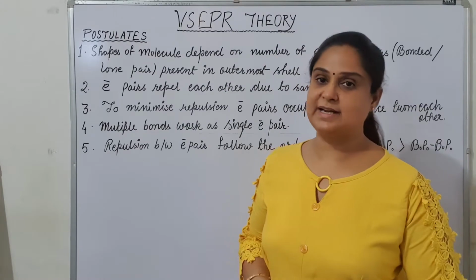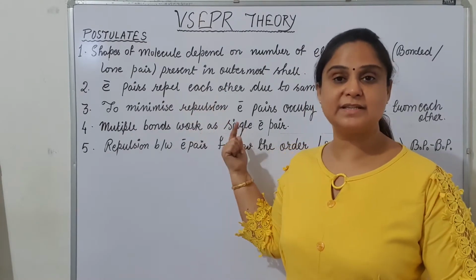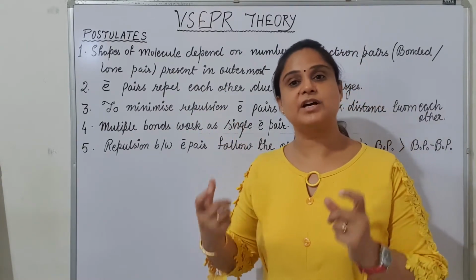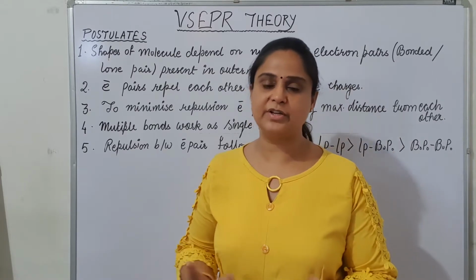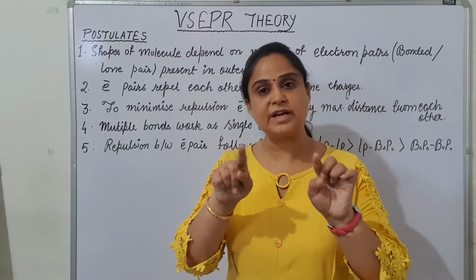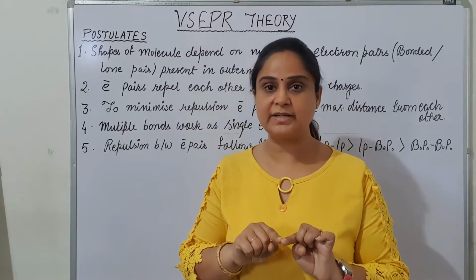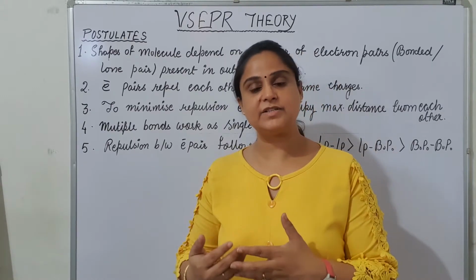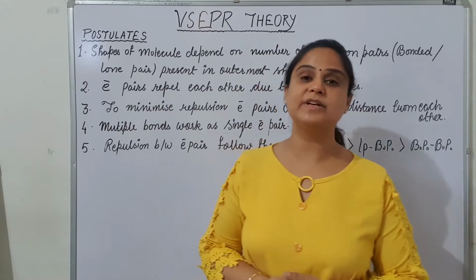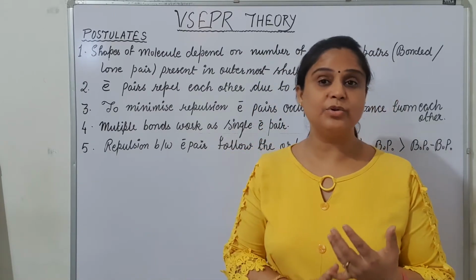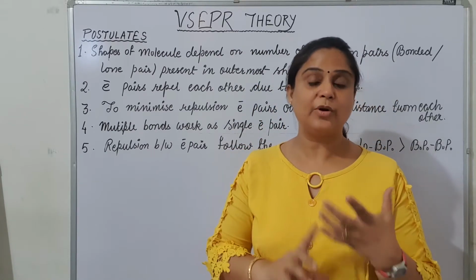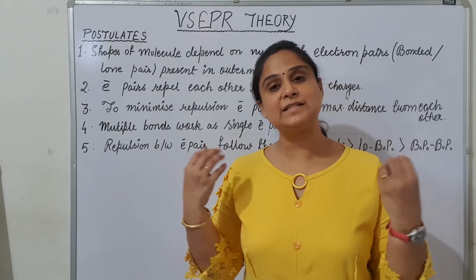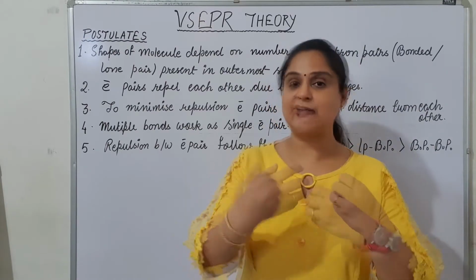The second postulate says that electron pairs repel each other due to the same charges present on them. That we already know, because the electrons are there around the central atom and all the electrons have only negative charges on them, that is why they will repel each other. It is very obvious. Now what to do? How to minimize the repulsion, so that least interaction should be there between the atoms and electrons?